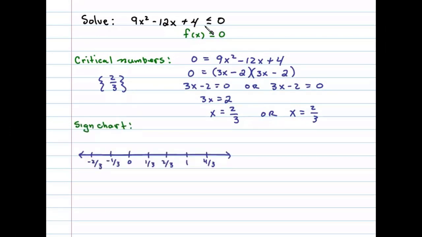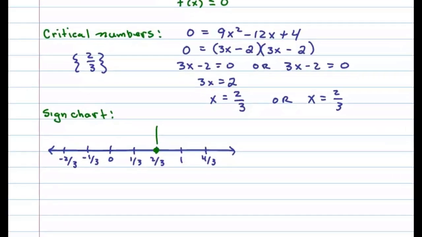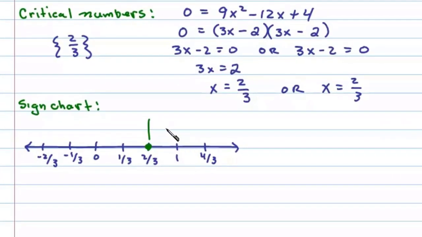Now in this case, because of the inclusive inequality, we'll use a closed dot here at the critical number 2/3. And that separates the number line into two regions. Next, we'll test values to determine if the function is positive or negative in these regions. So let's begin with x equals 1.